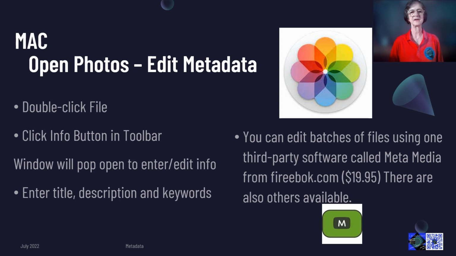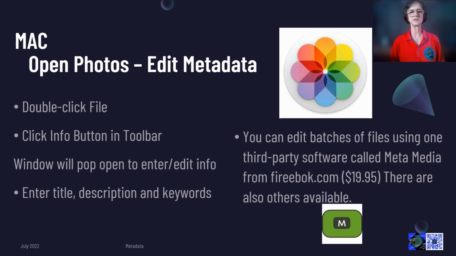If you're on a Mac, you're going to open Photos, and you're able to edit metadata in there. So double click your file, click the Info button in the toolbar, and then another window will pop up. And this is where you're going to edit or enter the information. You're going to enter a title, a description, and keywords or tags.